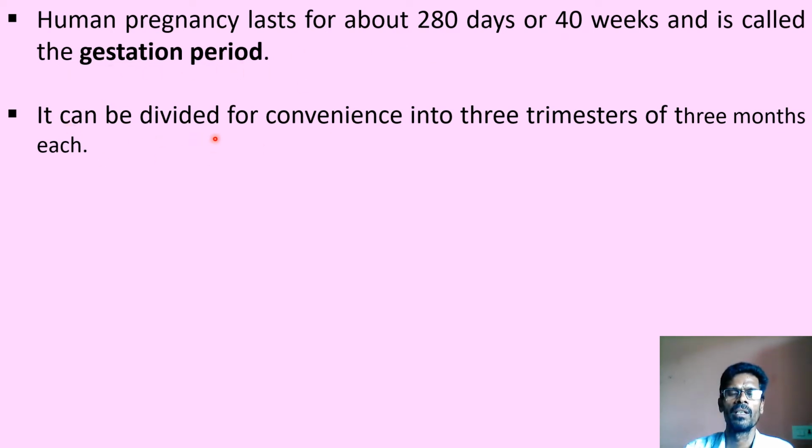And it can be divided for our convenience into three trimesters of three months each, namely the first trimester, the second trimester, and the third trimester. We are going to see the trimesters in the next slide.